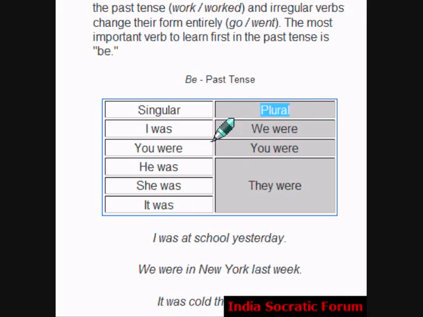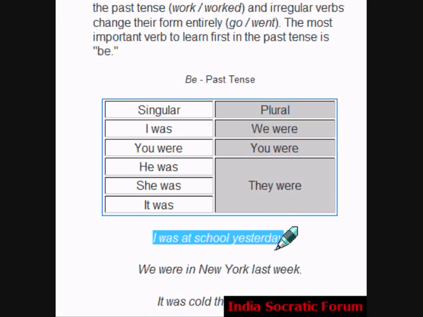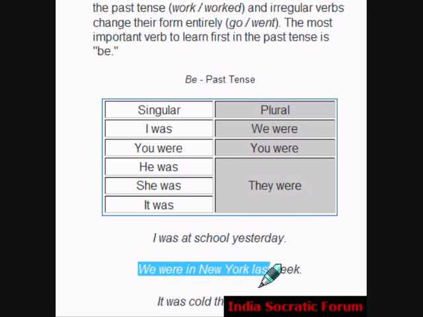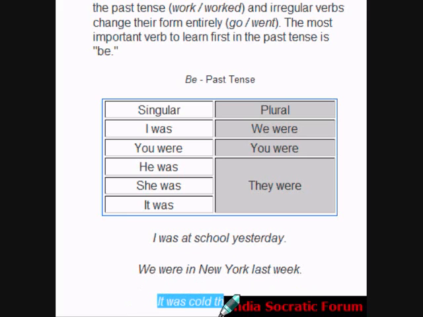The plural form we are becomes we were in the past tense. You are becomes you were in the past tense. For they are, they were is the past tense. I was at school yesterday. We were in New Delhi last week. It was cold this morning.